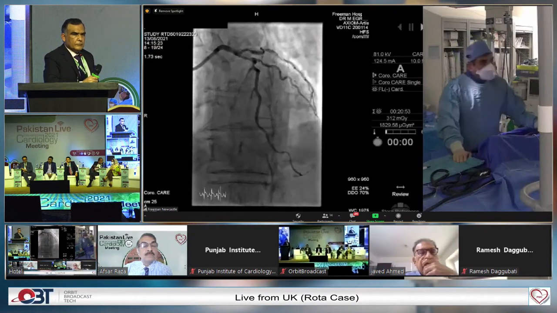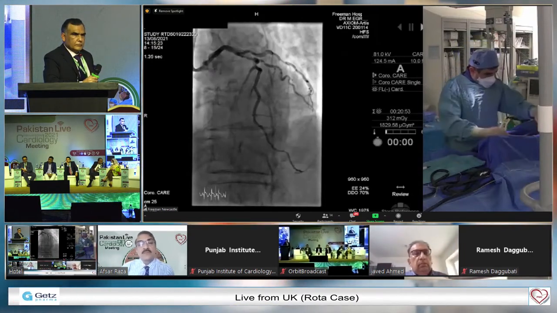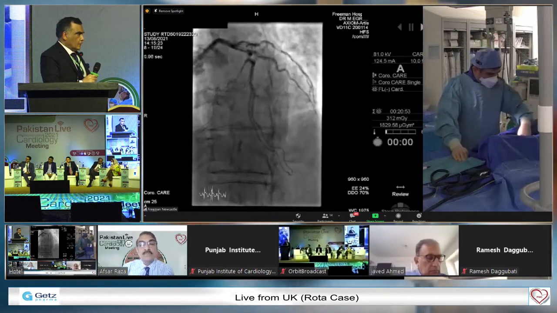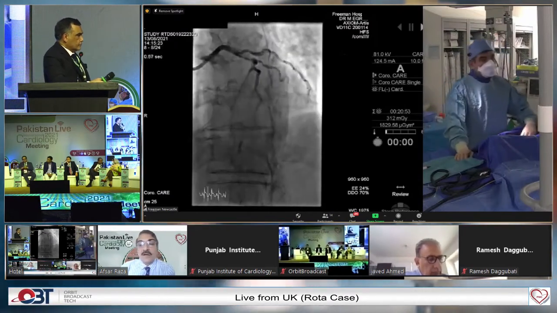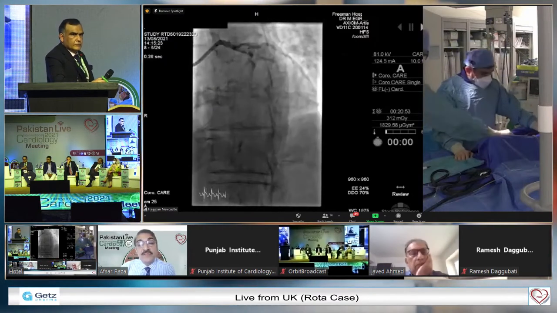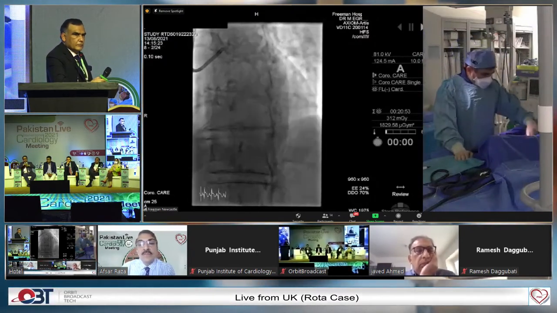Okay, so this is the angiogram and this is the case. I just wonder what comments you have and how people would approach this. Right, Asad, I'll ask the panel. Incidentally, the echocardiogram showed the left ventricle to be only mildly impaired, 52% ejection fraction.